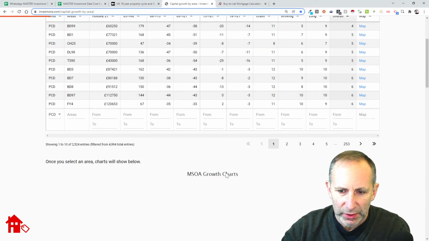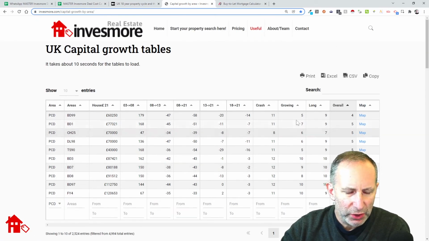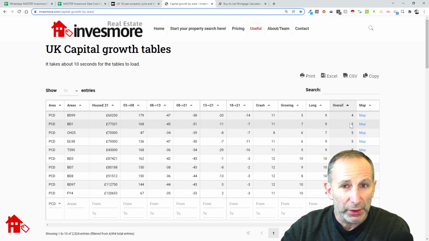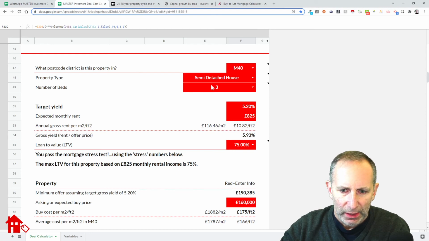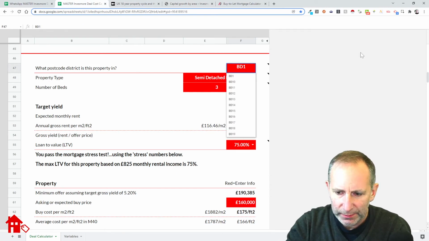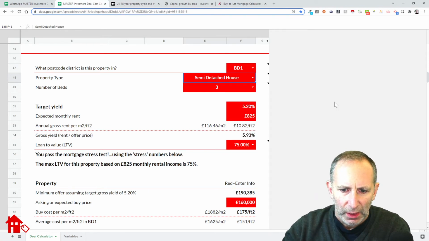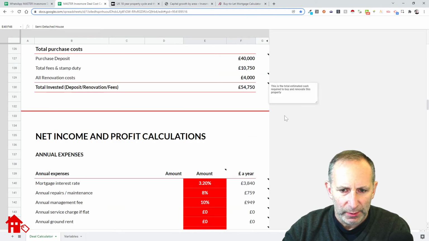So all really straightforward. But I wanted to just show you the worst performing postcode district that I know of in the country, and it's probably BD1. So let's just have a look at that and see how that affects all the numbers. And here we go. So BD1. And let's see what the capital growth numbers look like.